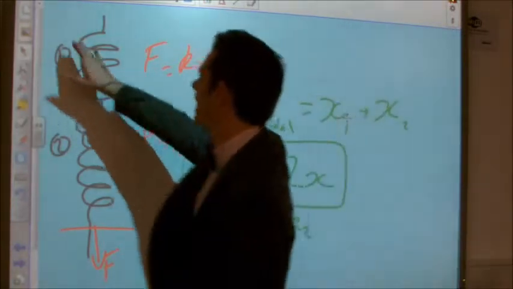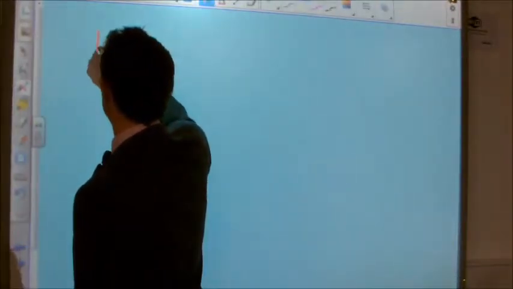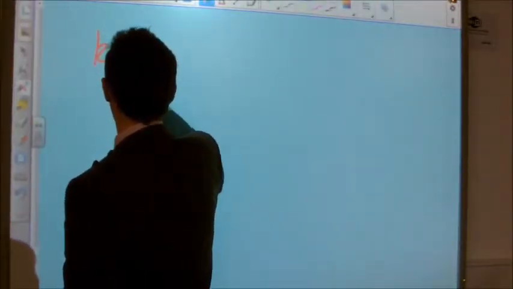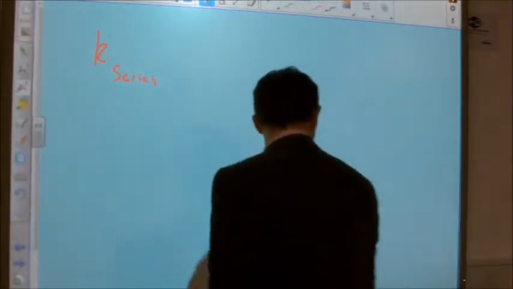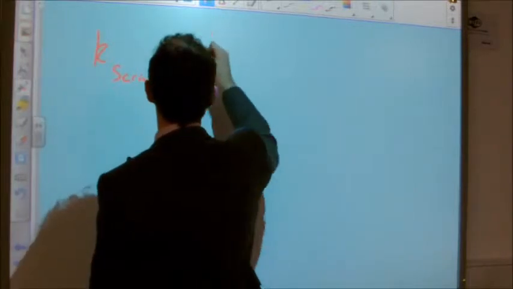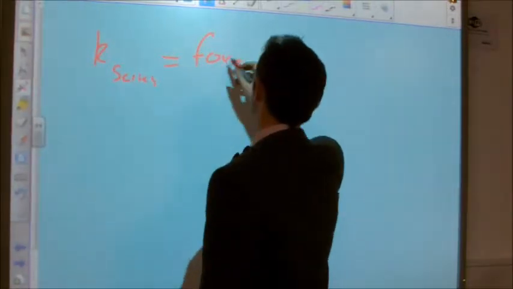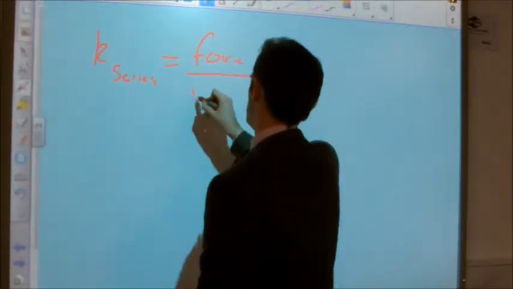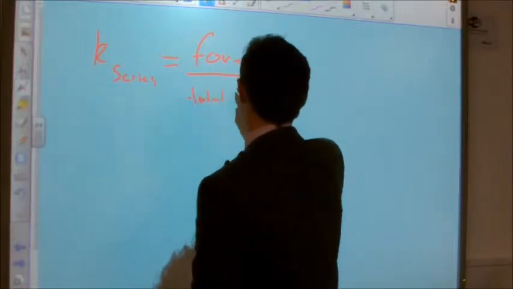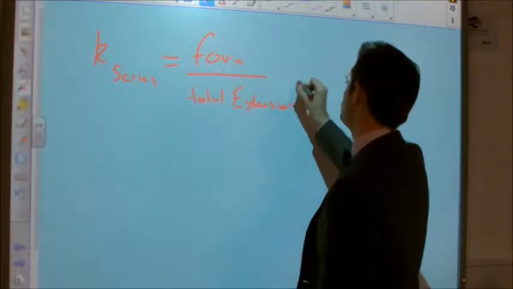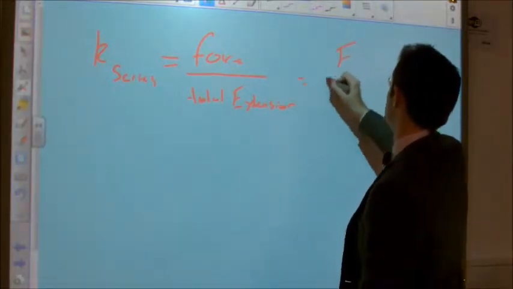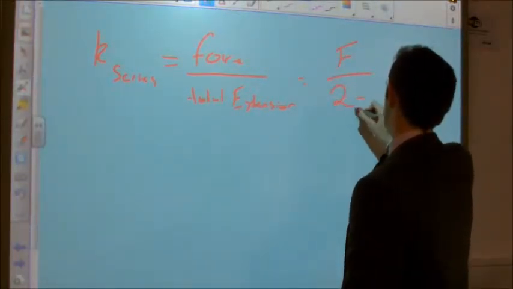So what we can say is that the spring constant K for a pair or for a number of springs in series is going to be equal to the force applied divided by the total extension, or F is equal to 2x.